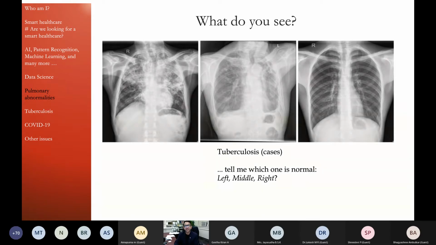Can anybody tell me which one is not normal? The right one. The right one means the right one is normal. Is that what you're saying? Yes. Which one is abnormal? Seems to be the middle one. How about the left one?